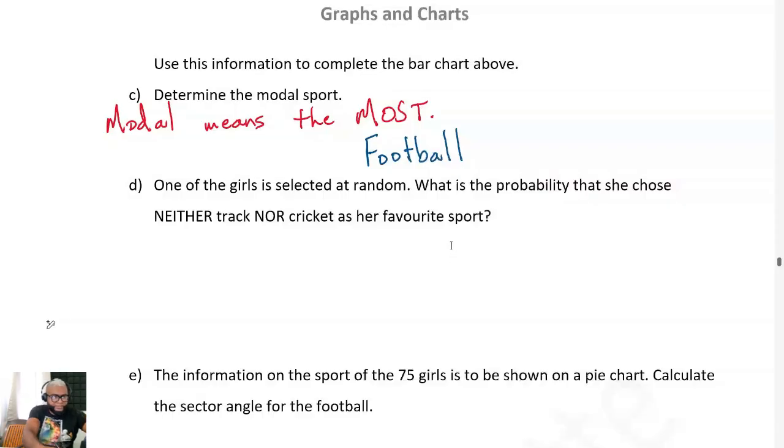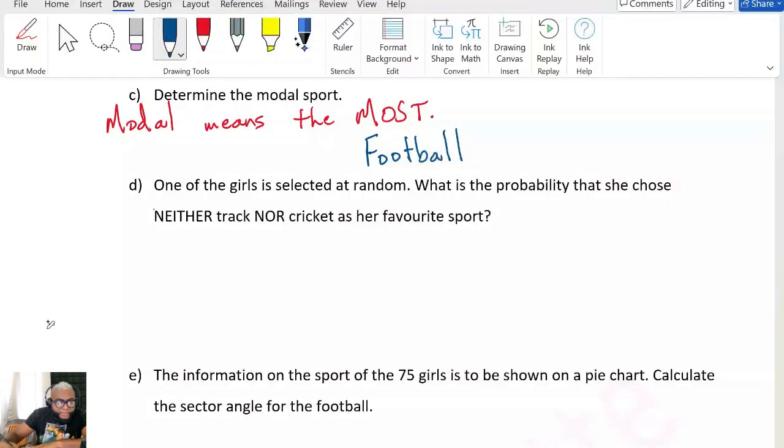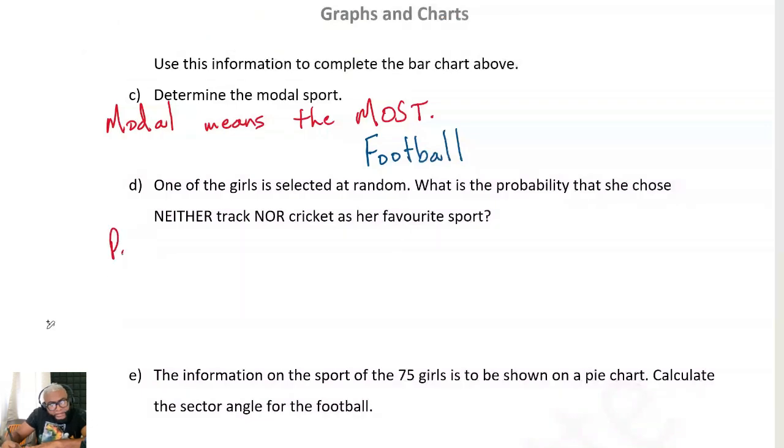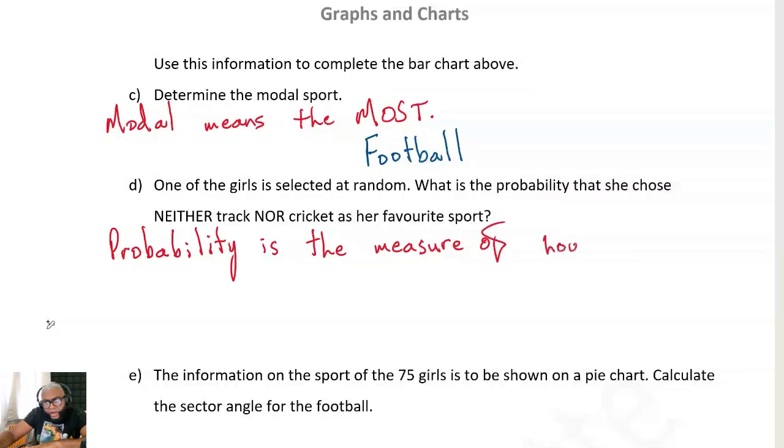Right, so write it down one time. Probability is the measure of how likely an event is to happen, right? So write it down: probability is the measure of how likely.